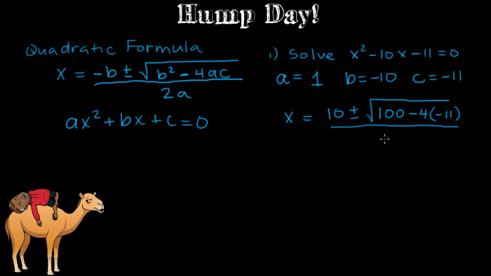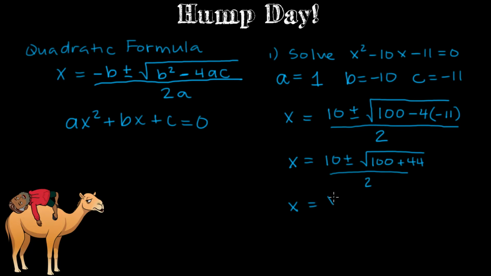Okay, so the next thing is we're going to have 2 times a. Now, a is 1, so I'm just going to say 2 times 1, which comes out to 2. And now I can simplify it a little bit further. So we have x equals 10 plus or minus the square root, and then negative 4 and negative 11. Negative 4 times negative 11 is positive 44. So I have 100 plus 44 over 2. And then I can simplify it a tad bit more.